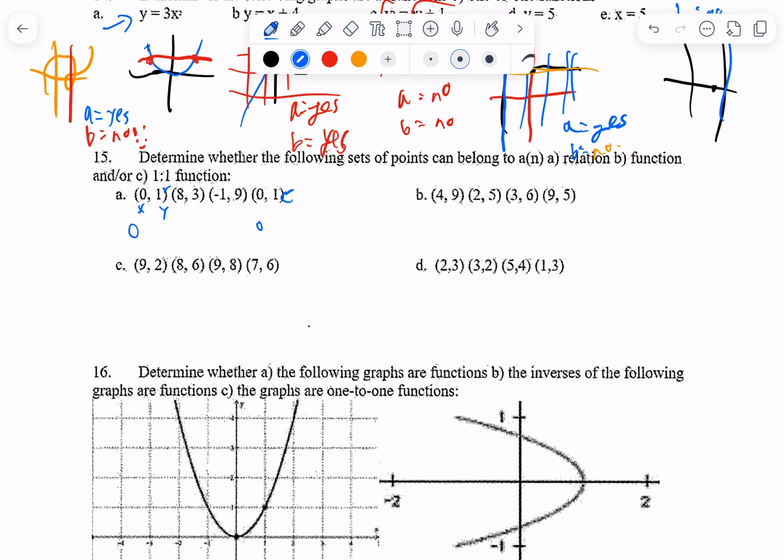A relation just means that it's a connection between sets of information. And yeah, it means that it has one output and one input.